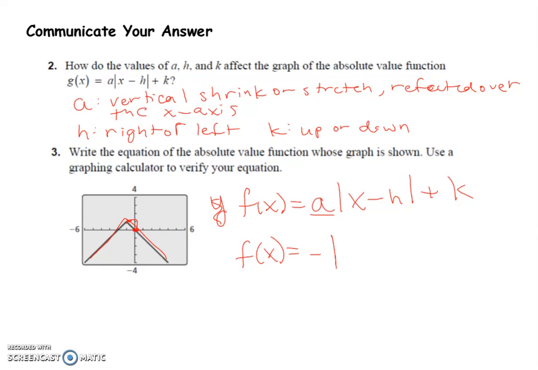So -1, or just negative, the absolute value of x minus, and it looks like this one has moved to the left 1. Since it's moved to the left 1, that means h must be -1, and it's moved up 1, so k must be +1. Well, x minus a -1, we know is going to be x plus 1, and then k is +1. And there's our equation for the graph.